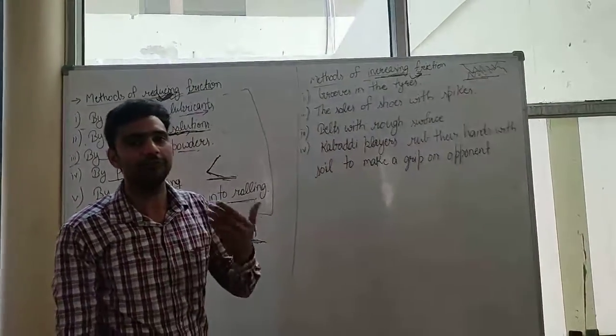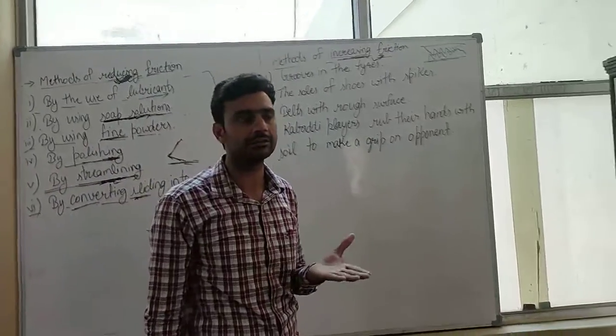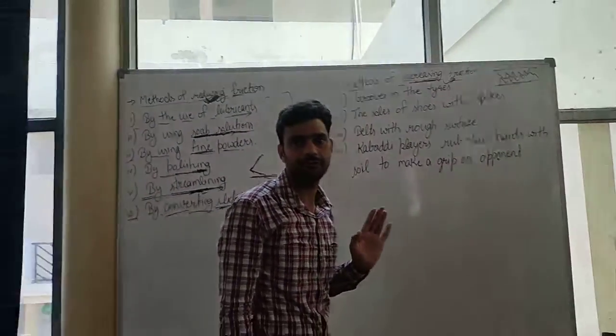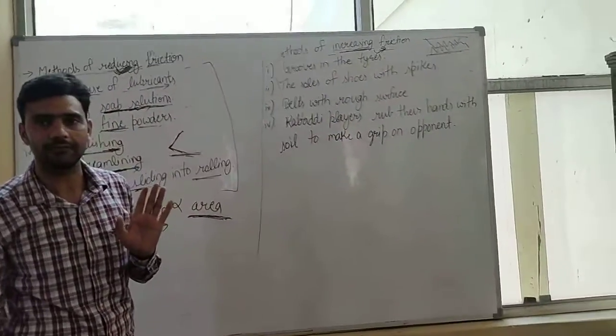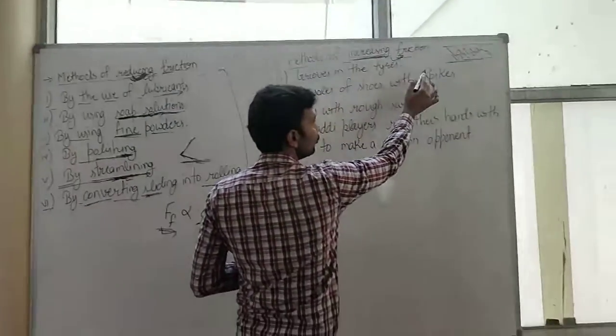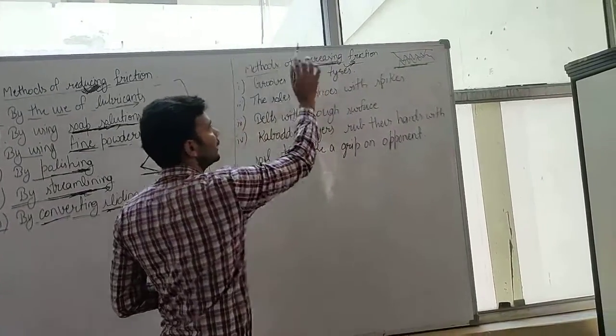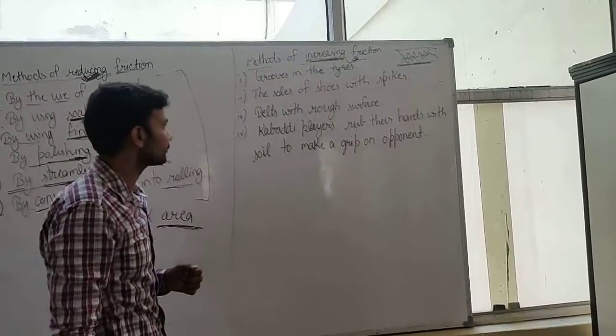Now the question is how we can make the surface rough. Normally, by using sand and gravel, we can make the surface rough. If you use sand and gravel, then you will make the surface rough, and due to the roughness of the surface, the irregularities will increase, and it will increase the friction.